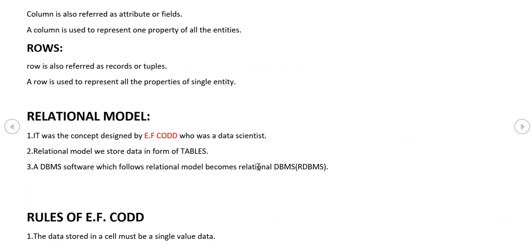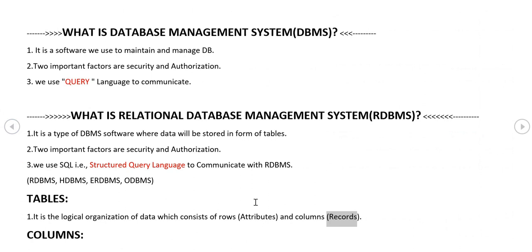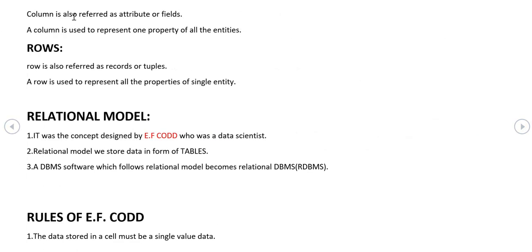Sorry, one second, small mistake here. Columns are also referred as attributes. Rows are called records and columns are called attributes. Columns are called attributes and rows are called records. Small change, sorry. Column is also referred as attributes or fields.